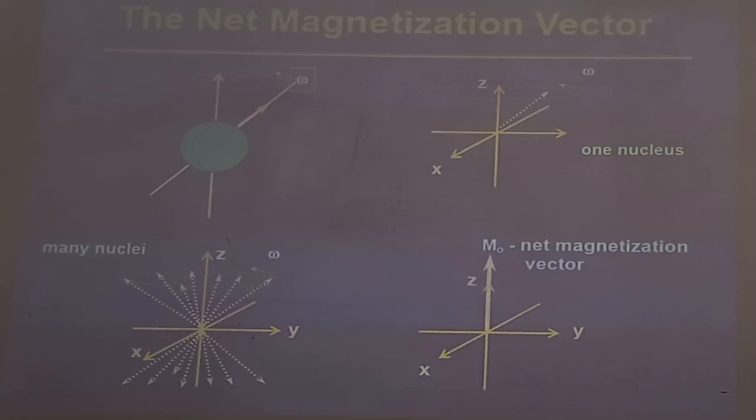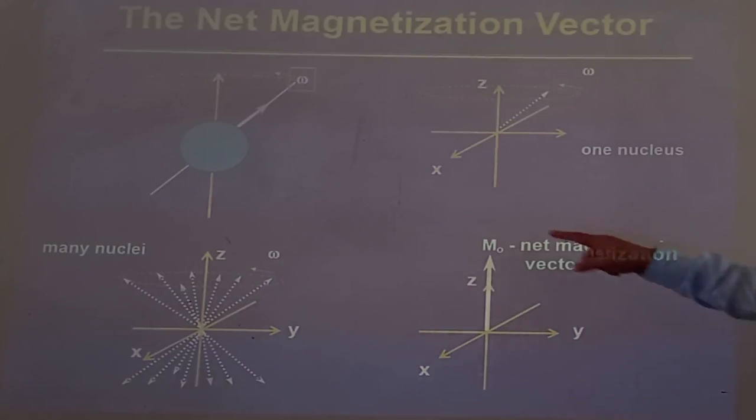And this M0, or net magnetization vector, helps us look at the whole system at a time. This M0 leads to the NMR signal that we will see in a moment, how it leads to the generation of the NMR signal. This is also known as the bulk magnetization vector.